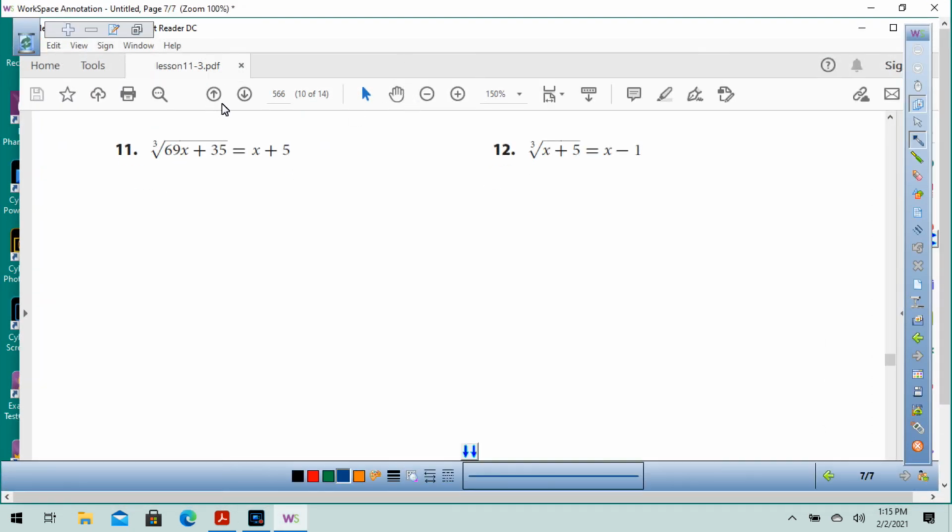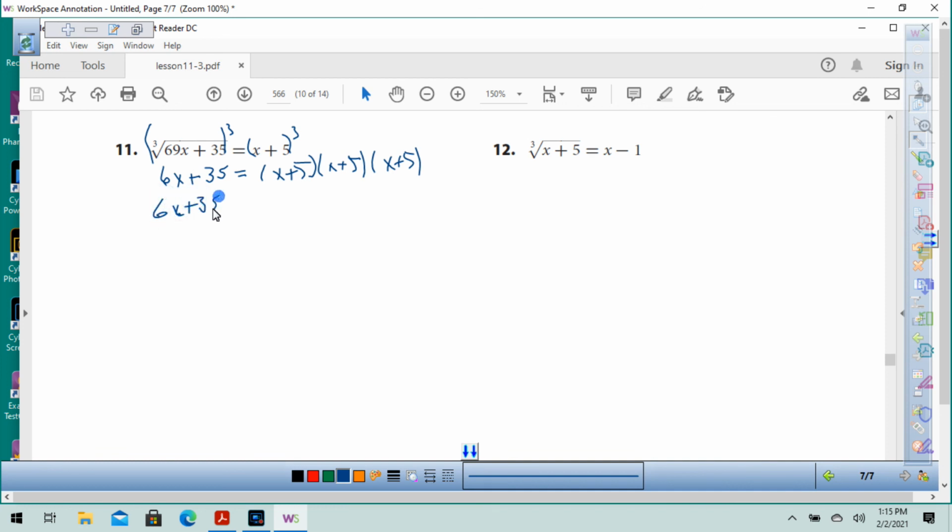Okay. So we need to cube both sides. And that's going to give us 6x plus 35 equals x plus 5 times x plus 5 times x plus 5. So 6x plus 35 equals, and the first two is going to be x squared plus 10x plus 25 times x plus 5.